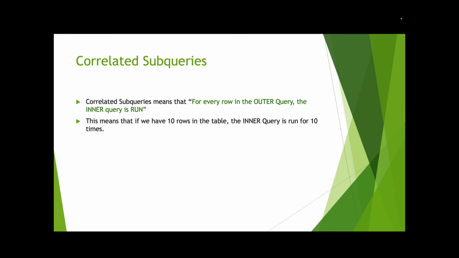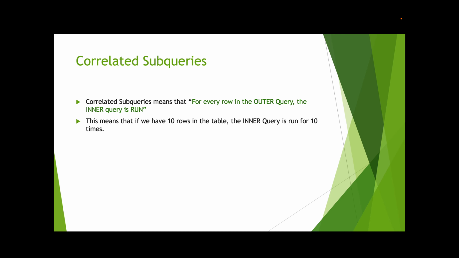Whenever we talk about correlated subqueries, it means that for every row in the outer query, the inner query is run one time. Whenever we talk about a subquery, you have an outer query and an inner query. The inner query runs first. The result of the inner query is used by the outer query. And then finally, you get the final result.